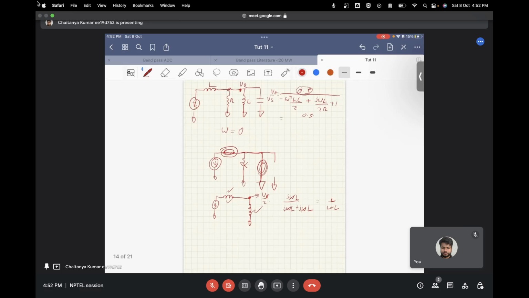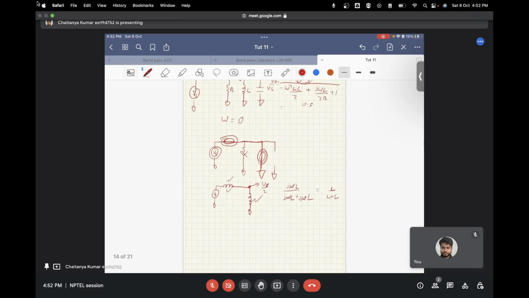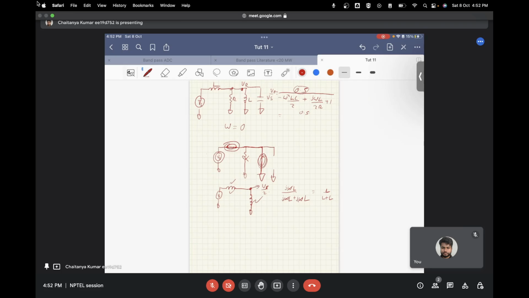So now let's proceed further in this question. Since we have V naught by Vs, what we need to find now is the current. So IR by Vs comes out to be 0.5 by R divided by minus omega square LC by 2 plus j omega L by 2R plus 1. So this is what you have finally. Now, the omega that has been given to you is 10 to the power 10 in the question.